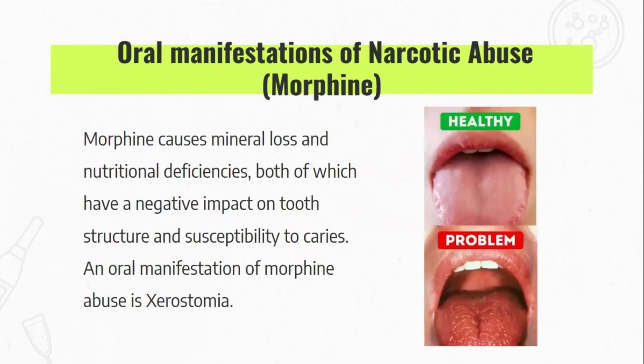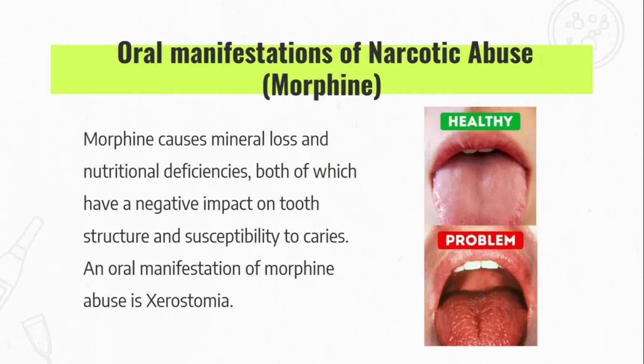Now, as mentioned earlier by my colleague Shauna, morphine is a type of narcotic drug. It causes mineral loss and nutritional deficiencies in the tooth, both of which can have a negative impact on its structure, making the tooth susceptible to caries. An oral manifestation of morphine abuse is xerostomia.